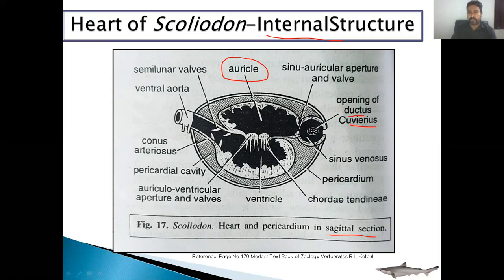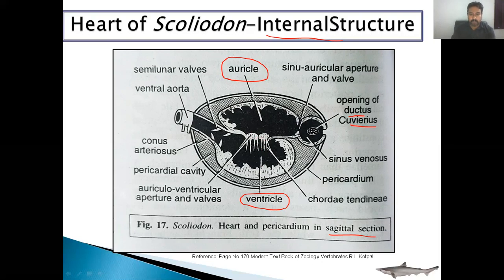And if you look at the first primary chamber, the auricle, you can see the wall of the auricle is thick as compared to the sinus venosus. This auricle opens to the second primary chamber, the ventricle, by an opening called the auricular ventricular aperture. It is guarded by pocket-shaped valves, which prevent the backflow of the blood.